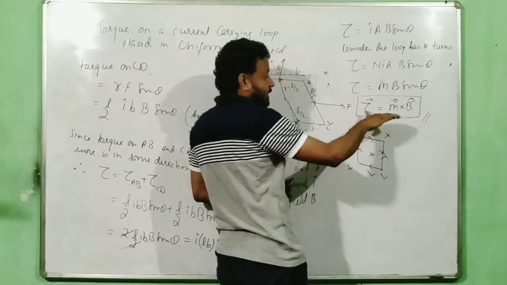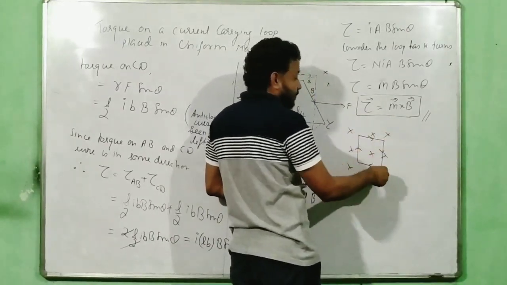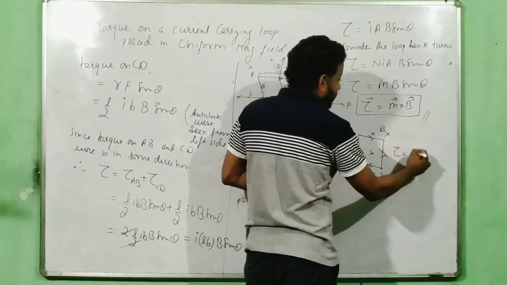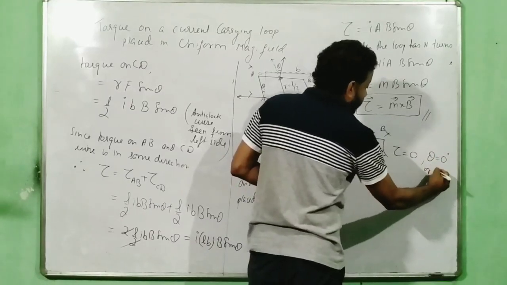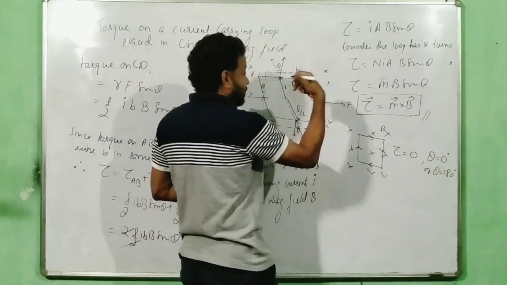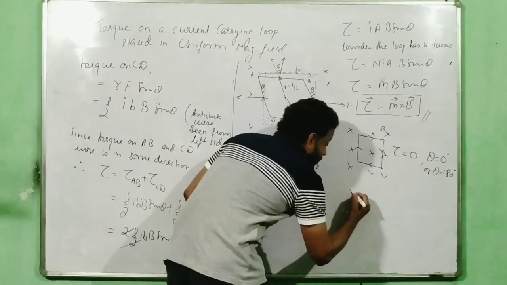Okay, because in this case the magnetic moment will have a direction inside. The cross mark indicates the field is also inside. So in this case the torque is equal to zero, because theta is equal to zero. Or theta equal to 180 degrees is also possible, if I just change the direction of current from clockwise to anti-clockwise.